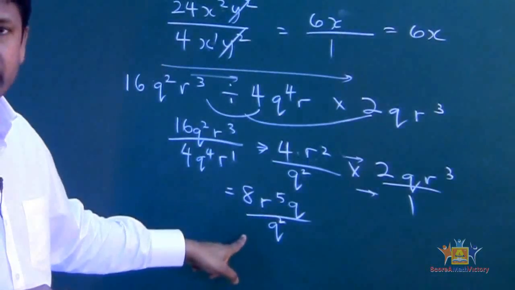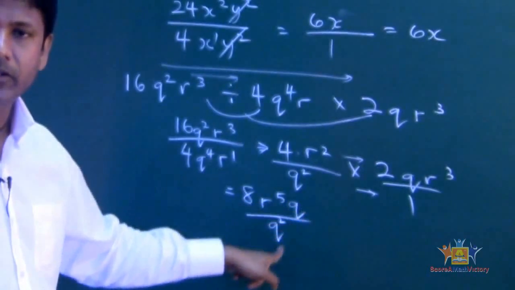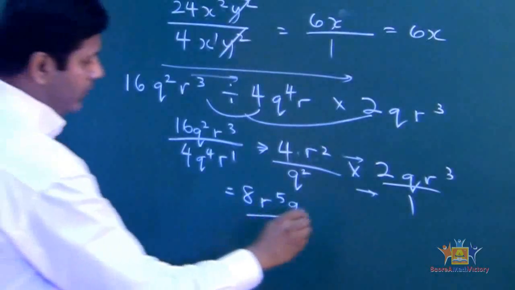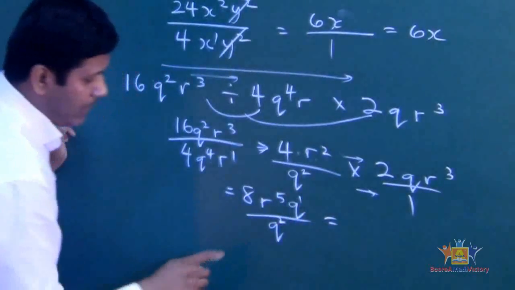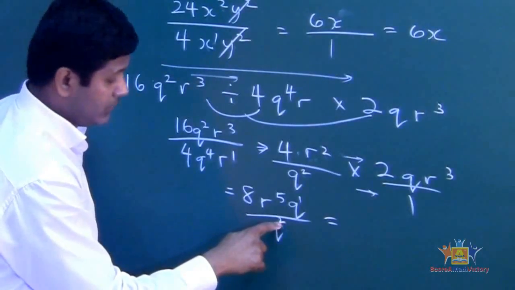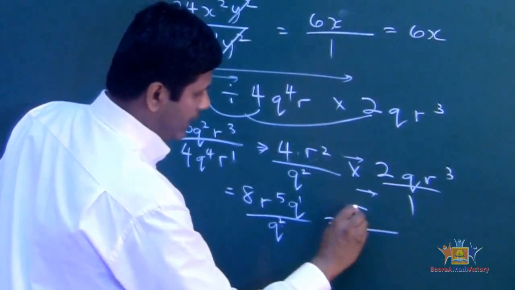Now do I leave the answer like this? No, because there's a Q in the top and a Q in the bottom. You can still simplify. So in other words, this is a 1 power and this is a 2 power. That means I'm going to bring this one down and subtract with a 2. So that makes this one 1.